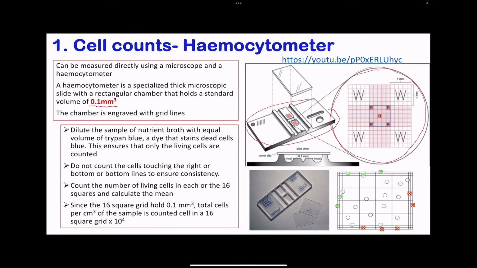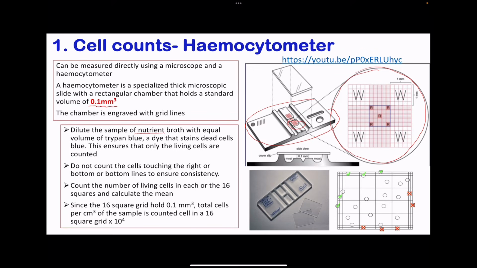This is how it looks under a microscope. The diluted sample of the nutrient broth is going to be placed into this space here. A dye is going to be added to stain the cells so that we can identify those that are dead. It ensures that only the living cells are counted.